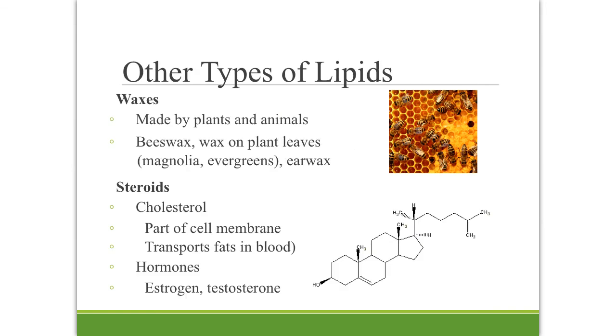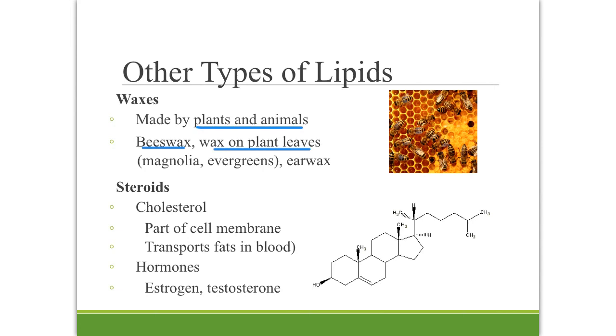Then these last 2 types of lipids, waxes and steroids. Waxes are made by both plants and animals. Beeswax is something you're probably familiar with, made by animals. Many plant leaves, like the magnolia tree or evergreen trees, have a waxy coating for protection. And of course, you produce earwax yourself. So waxes are another type of lipid.